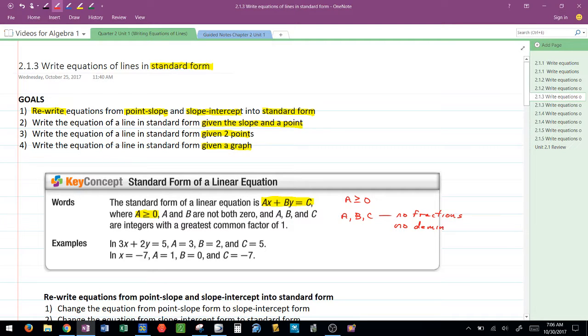Now, wow, I can't spell decimals. Let's try better. Decimals, there we go.